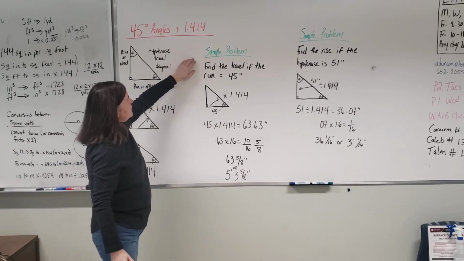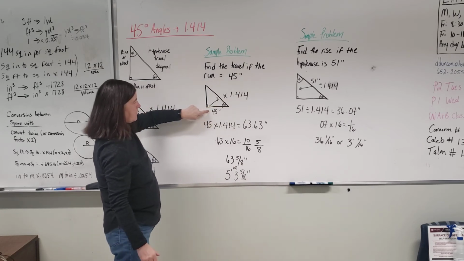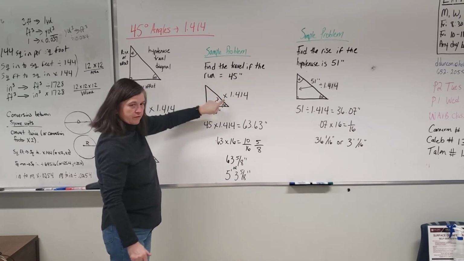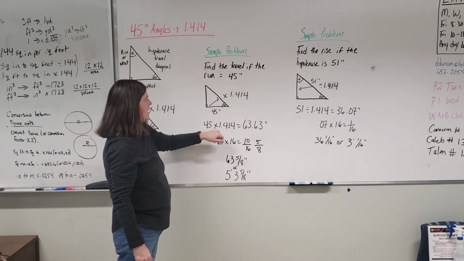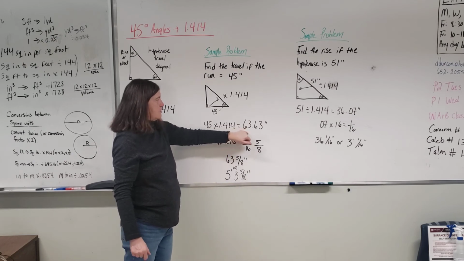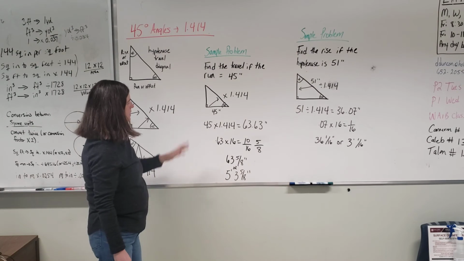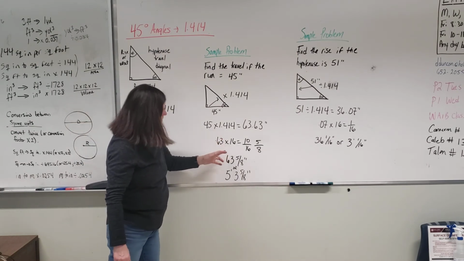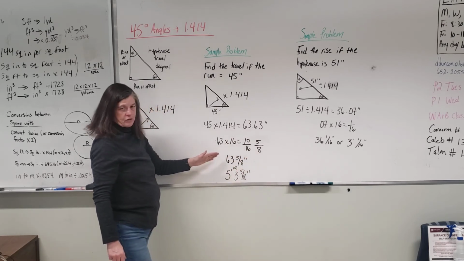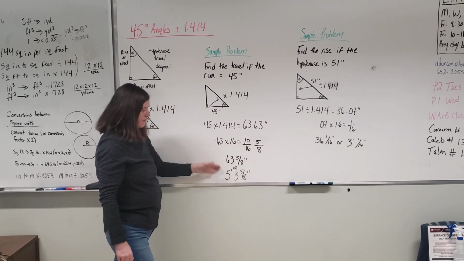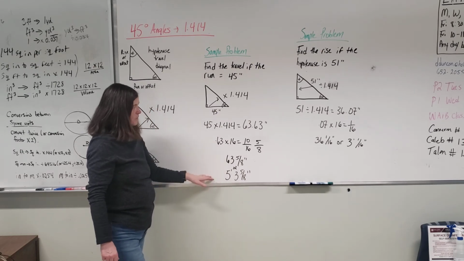So, a sample problem here. Find the travel if the run is 45 inches. So the run is 45 inches. We're looking for the travel, that longer side. We times it by 1.414. 45 times 1.414, 63.63 inches, because this number was in inches, right? So we know what to do here. We take our 0.63, we times by 16, 10/16 or 5/8. Final answer, 63 5/8 or 5 foot 3 5/8. Depending on how the question asks you to answer it, you're going to have to answer it one of those ways.